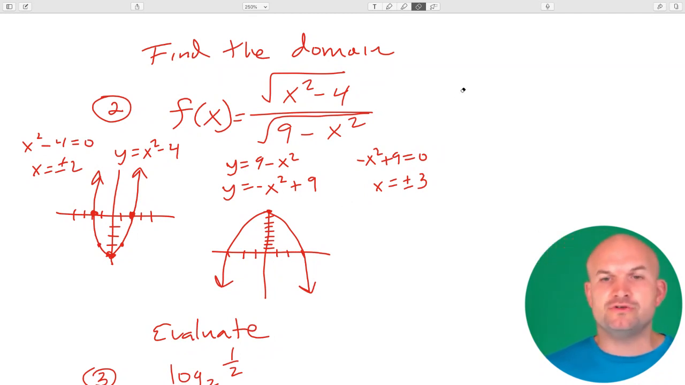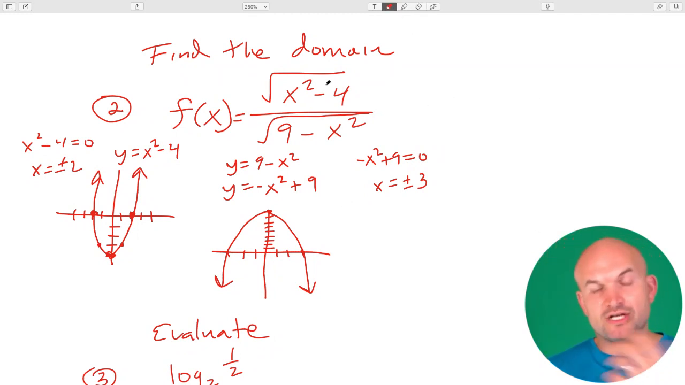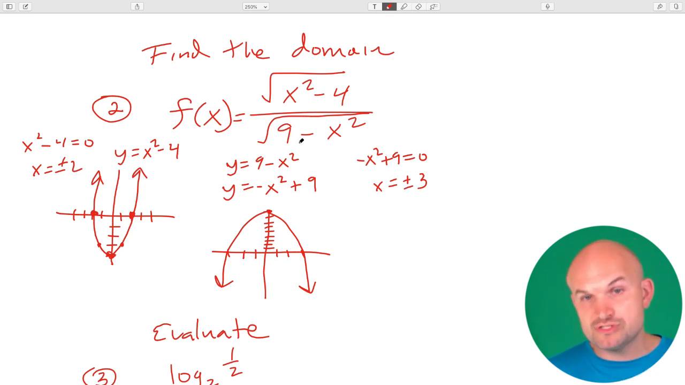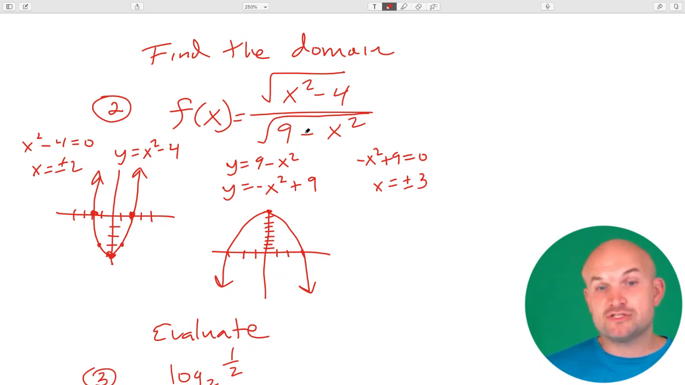The reason I wanted to provide these two graphs is that we need to understand the restrictions of the domain for this function. We have basically three restrictions going on. In this unit, we talked about how you can't take the square root of a negative number. We have a square root in the numerator and a square root in the denominator. We cannot take the square root of a negative number, which means everything under the radical, known as the radicand, has to be greater than or equal to 0.